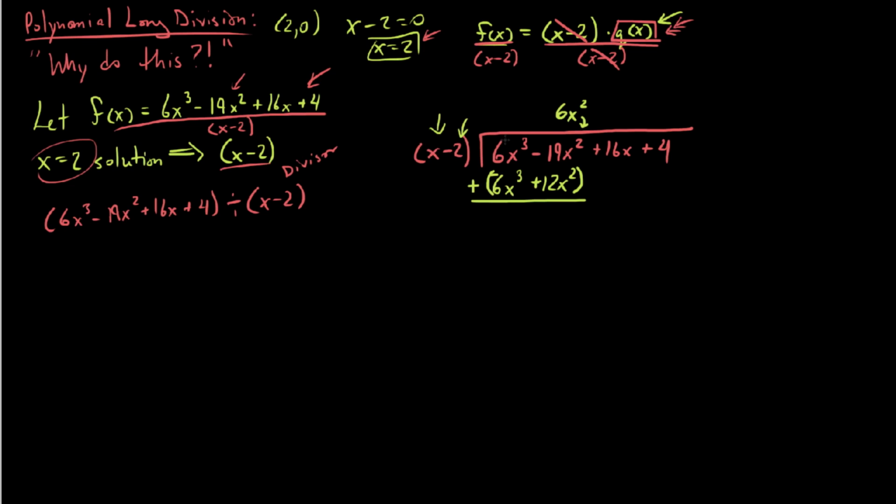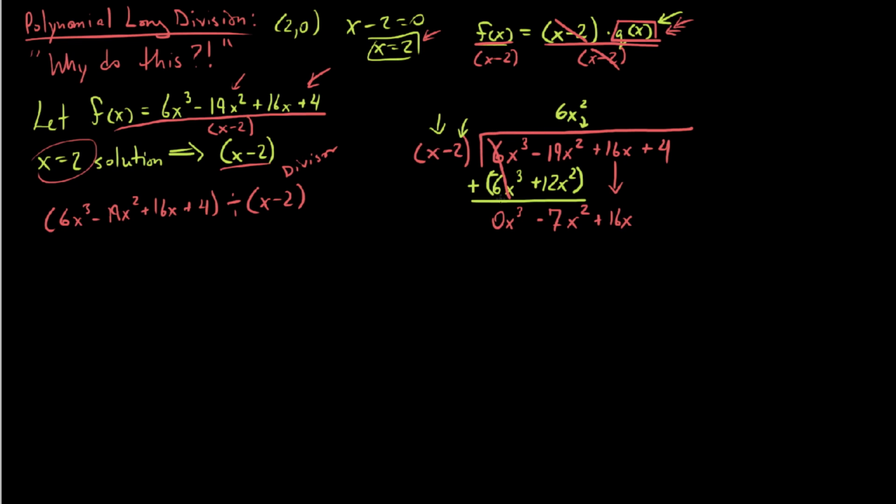So cool beans, check this out. Your 6x cubes cancel, you've got none of those left. That's what we want to happen. And negative 19 of these x squareds plus 12 of these x squareds, you end up with a negative 7 of these x squareds. So again, we're treating this like regular long division. Let's go ahead and drop down this here. So we got plus 16x. Plus 16x.